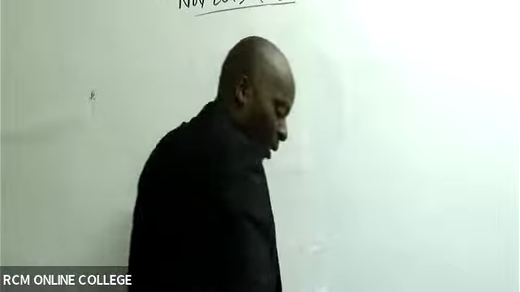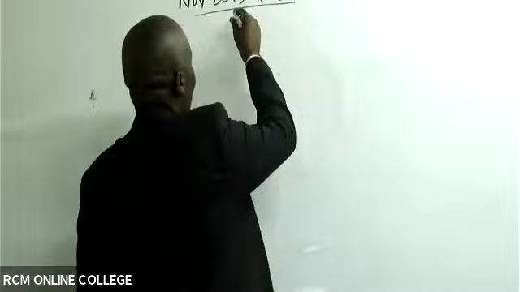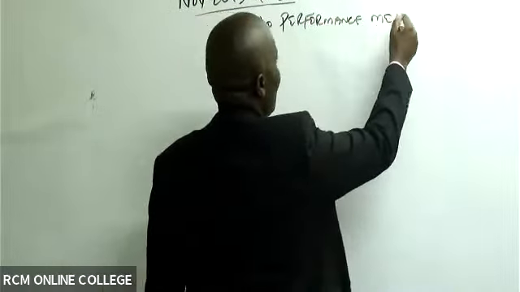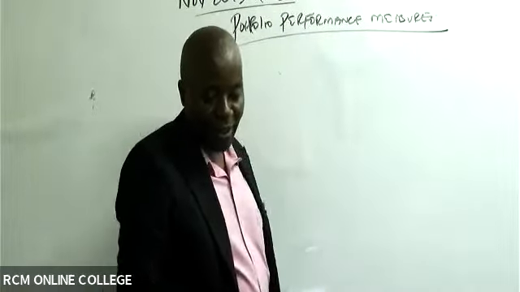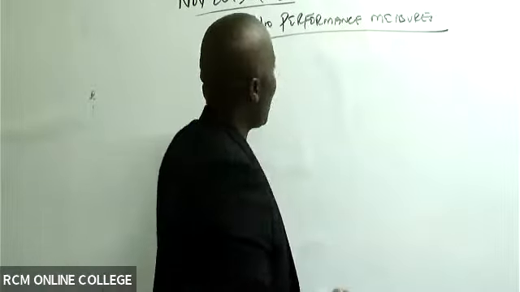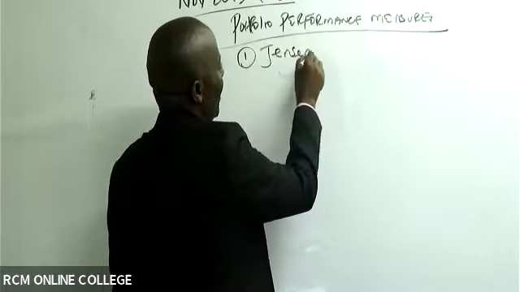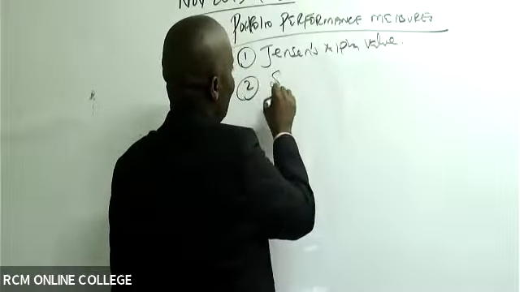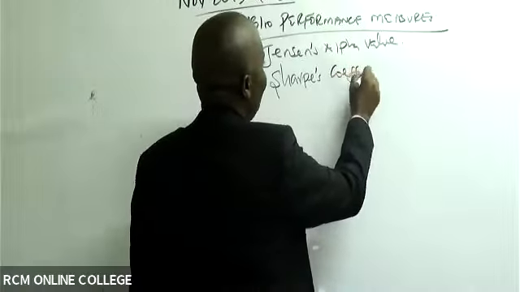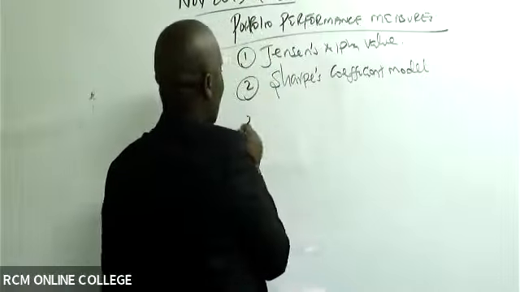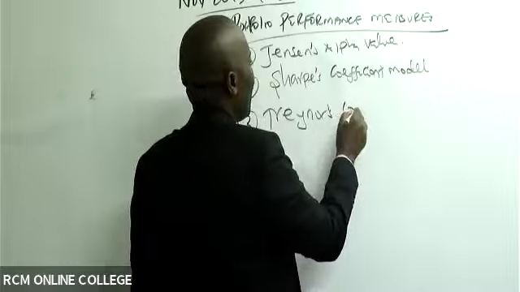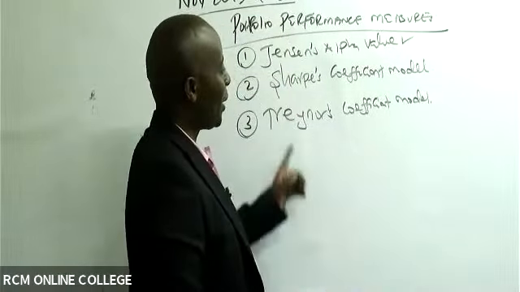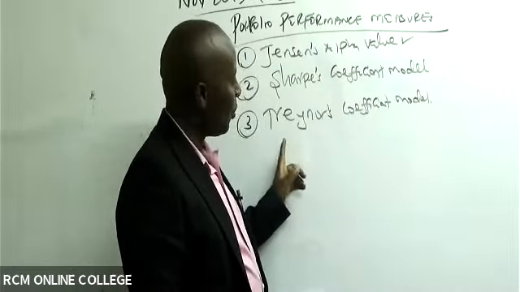Now from there, we go to portfolio performance measures. Of which the first model is the alpha value, that's number one. Number two, we have Sharpe's coefficient model. And then number three, we have the Treynor's coefficient model. This one, I will not look at it. I would want us to start with Sharpe's model and this other one.